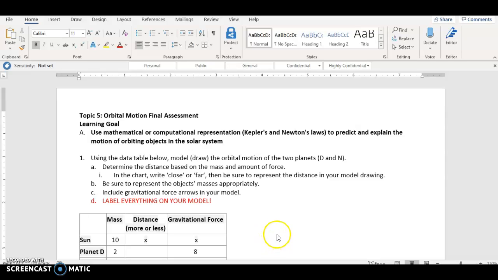Hey guys, this is your final assessment for orbital motion. Remember, the learning goal is to use mathematical or computational representation, which are Kepler's and Newton's laws, to predict and explain the motion of orbiting objects in the solar system. We will be using computational. You are not going to be doing any math.